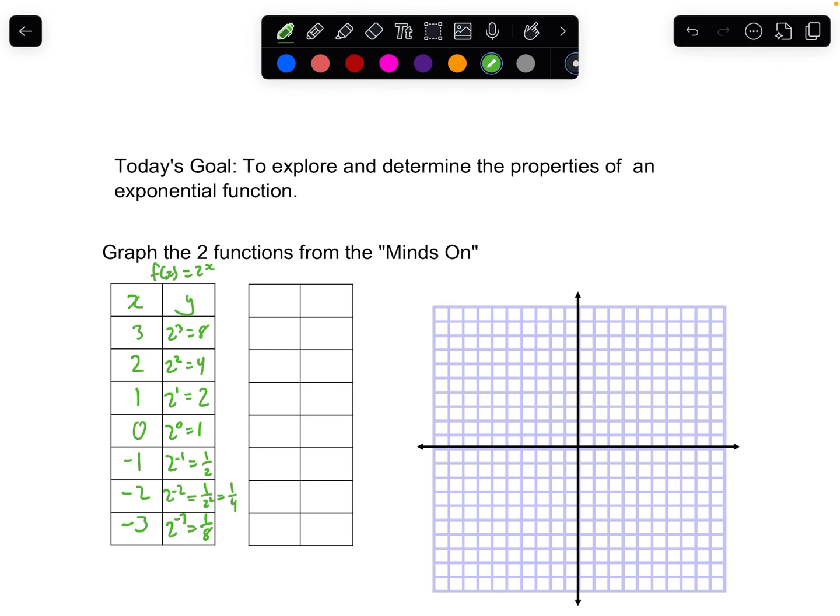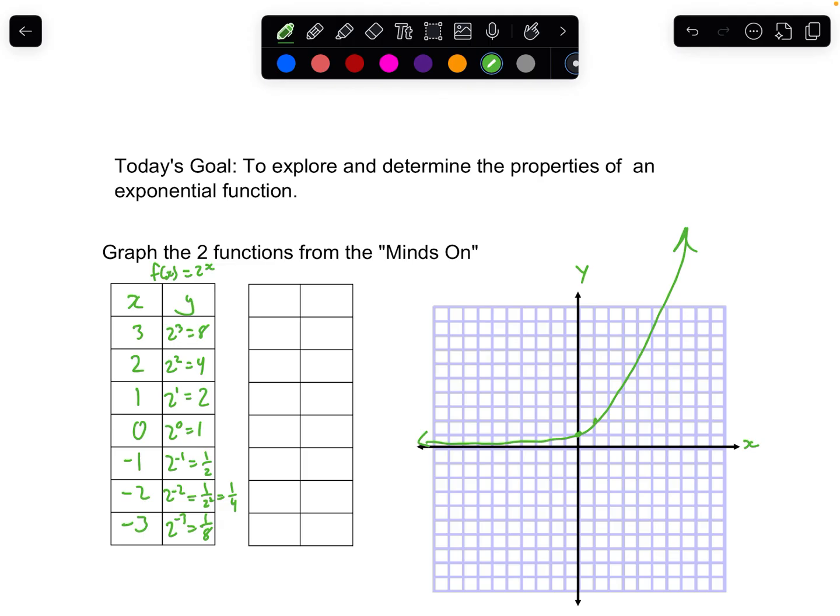So if we graph that, and if we kept going, we'd actually get a fraction that just keeps getting smaller and smaller and smaller. So we actually never touch the x-axis here. So we know we cross at 0, 1, and what it does is it just keeps going, and then it's just going to grow really quickly.